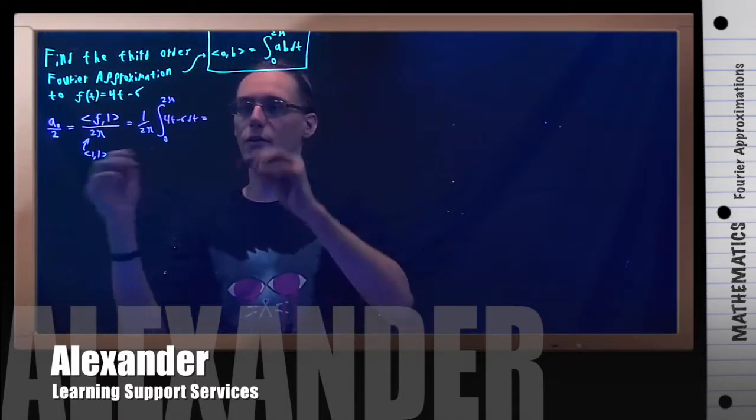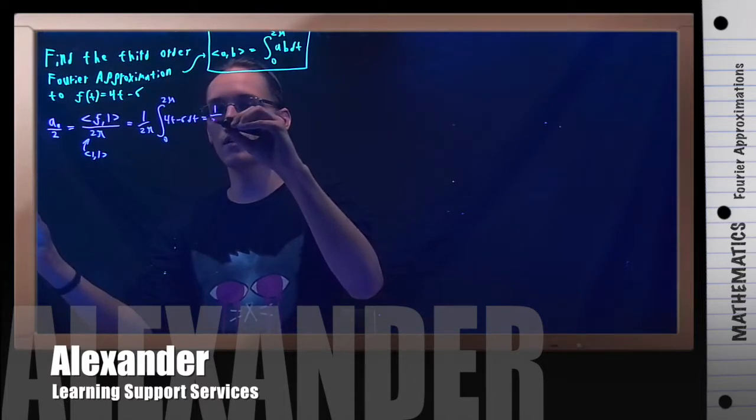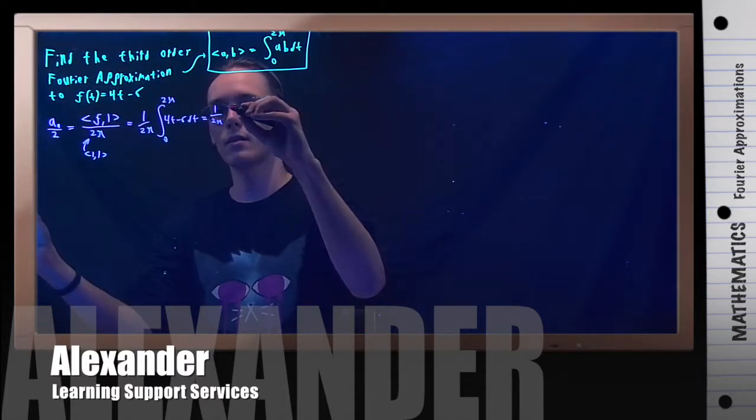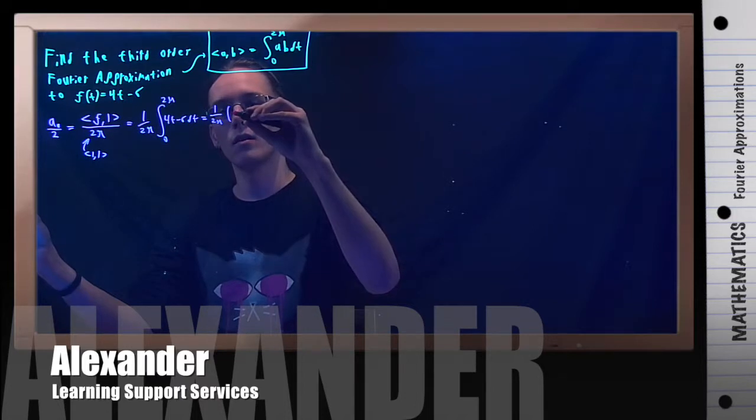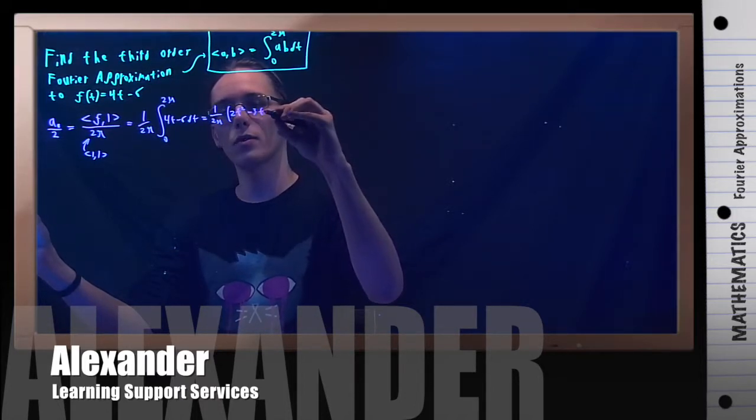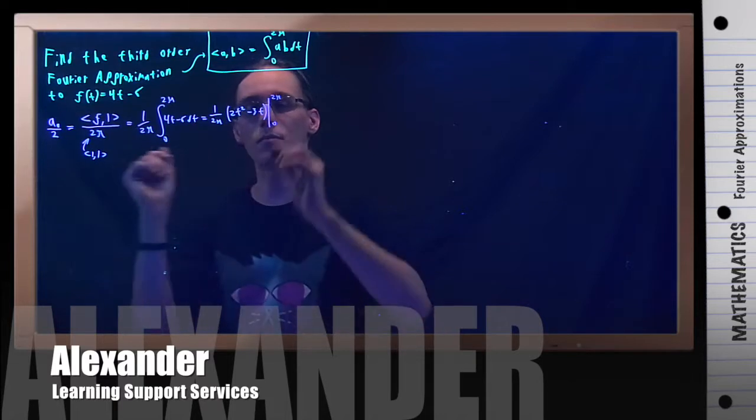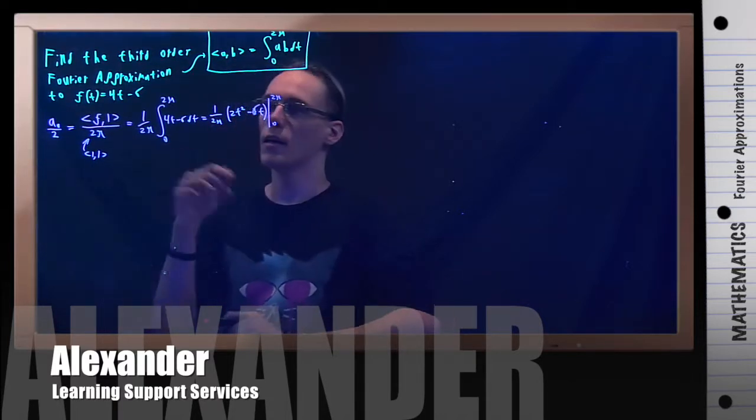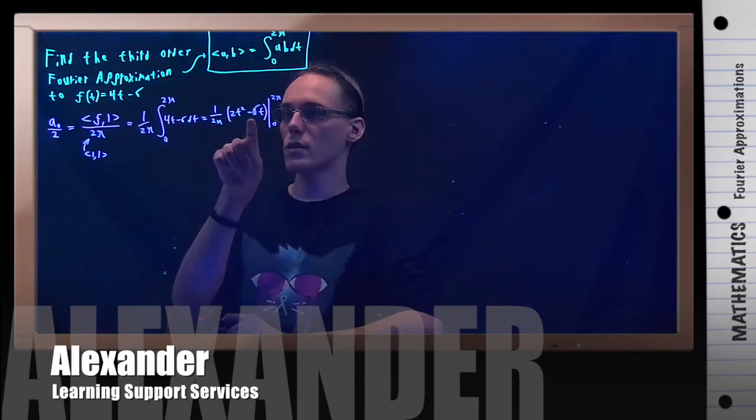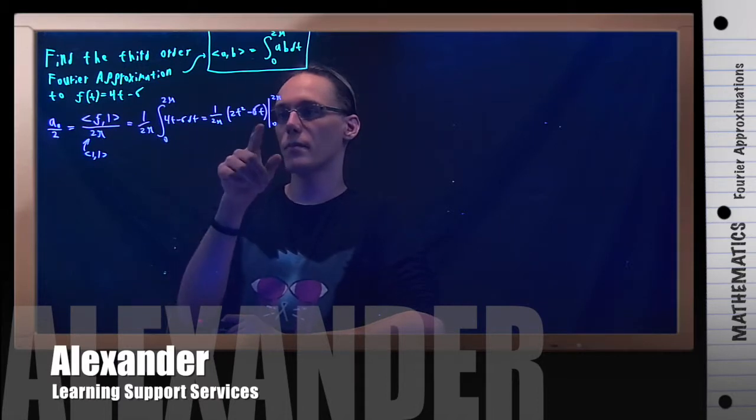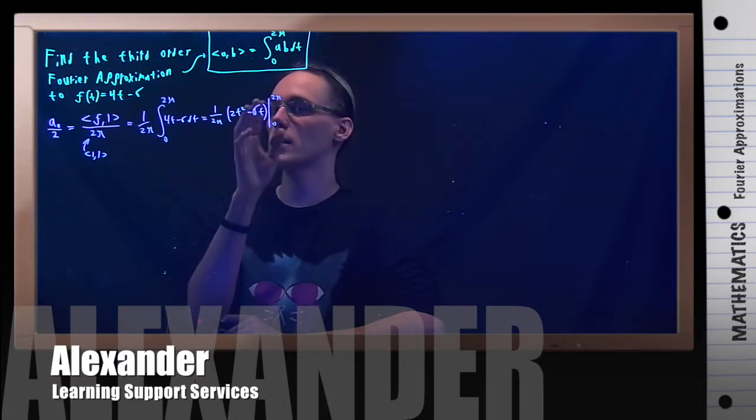Now if I carry out this integral, I get 1 over 2 pi times 2t squared minus 6t, from 0 to 2 pi. I'm sorry, 6t. Notice if I take the derivative of this, the 2 comes down, I now have 4t. If I have minus 6t, I take the derivative of that, I just get minus 6.